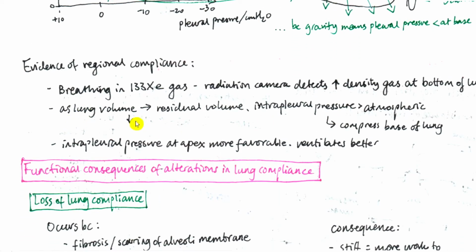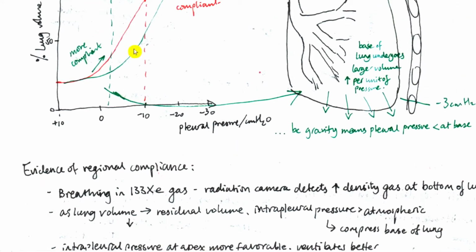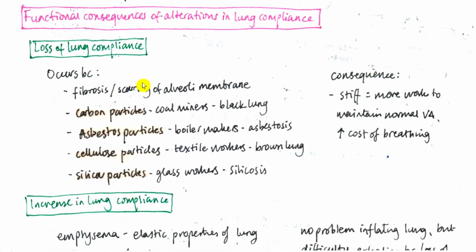As lung volume decreases towards residual volume, the intrapleural pressure becomes greater than the atmospheric pressure and compresses the base of the lung. So as the lung volume decreases, actually, the top of the lung ventilates better, so the intrapleural pressure at the apex is more favourable. So it just depends on where you are in this curve.